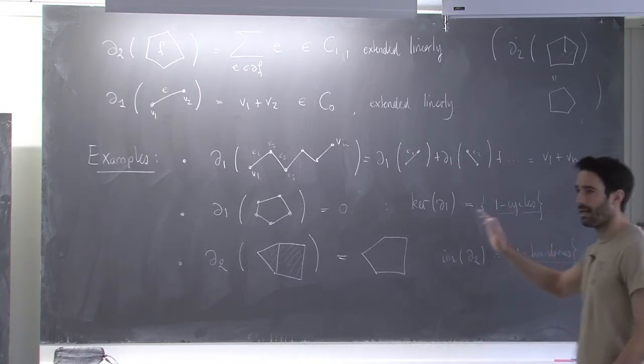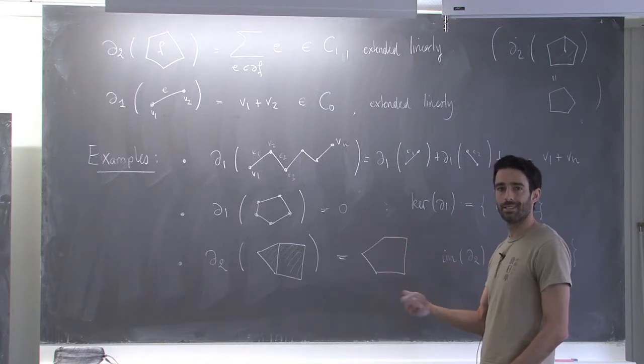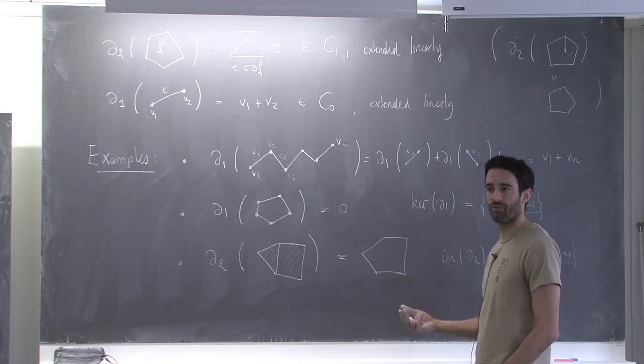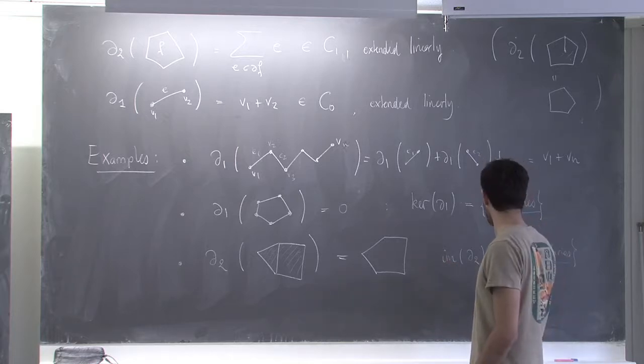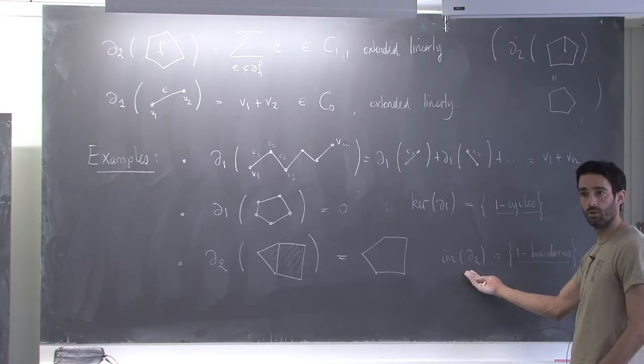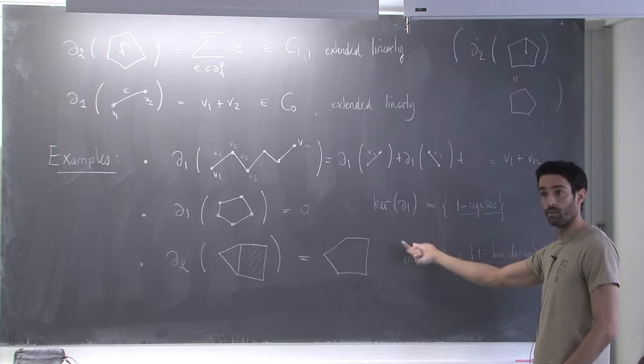So you see, this is precisely the formalization of what is a cycle and what is a boundary. What does it mean to bound faces? It's being a boundary. It means you're in the image of delta 2. What does it mean to be a cycle? It means when you take the boundary, you get 0.